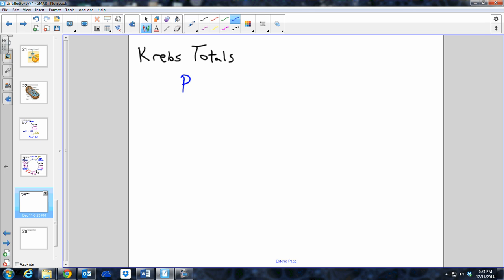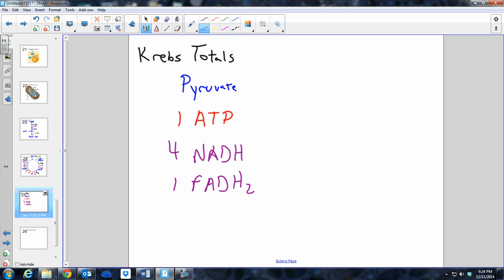So for one pyruvate, we have one ATP that is created, 4 NADH that are created, and 1 FADH2. The 3 NADH in the actual cycle and 1 in the pre-Krebs cycle that we mentioned. Well, what does that mean for a glucose molecule then? Because remember we said how many pyruvates are in a glucose? 2. And so for every glucose that's broken down, all of these numbers are going to be multiplied by 2.